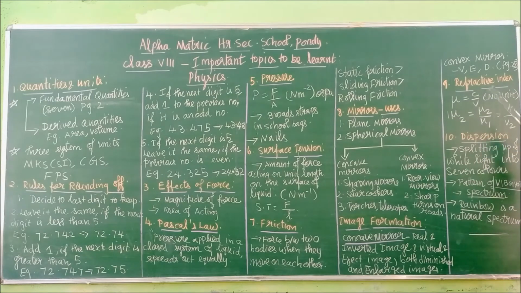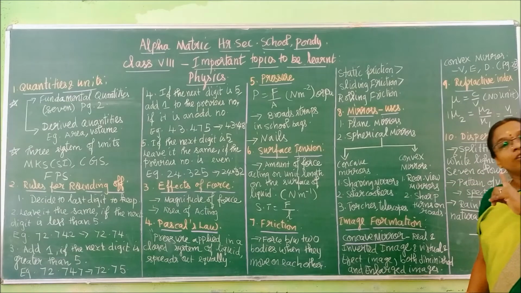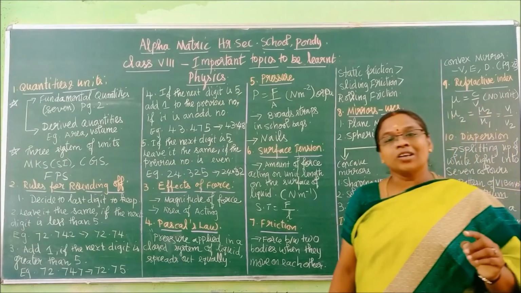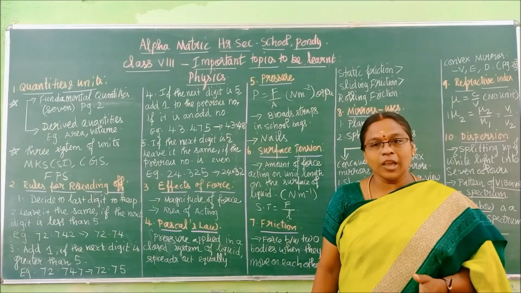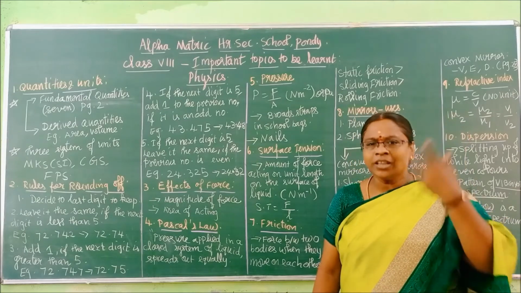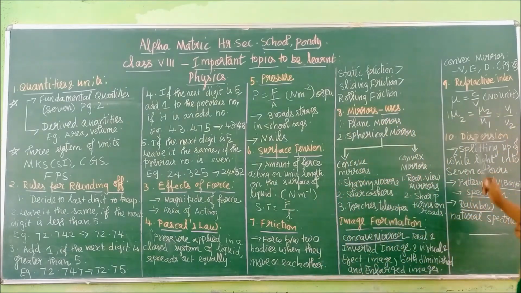See children, this is also speed, this is also speed. So speed gets cancelled. So refractive index will not have any unit because it is a ratio of similar quantities. Clear? What are the similar quantities? Speed. Okay. Right. What are the other formulas?